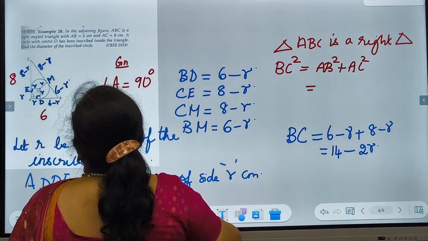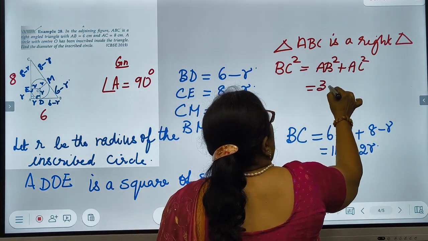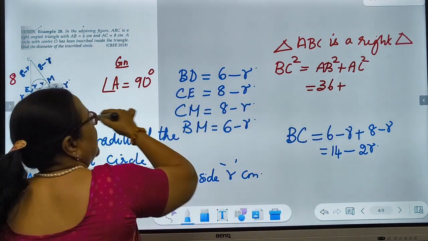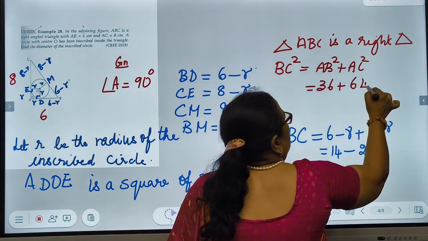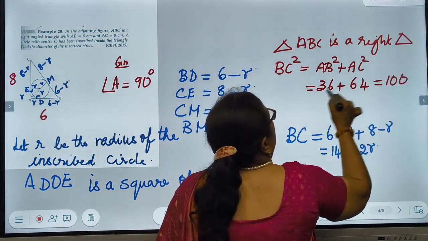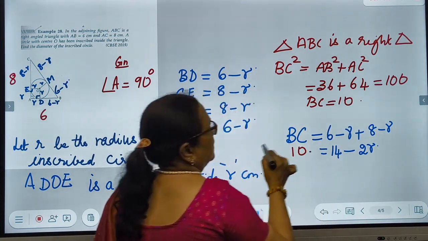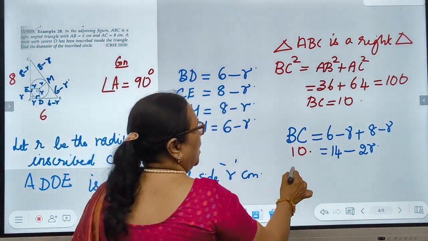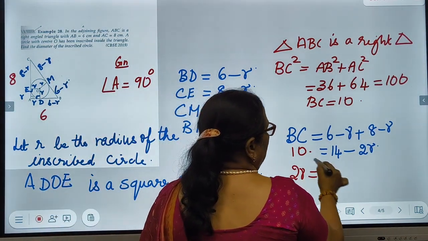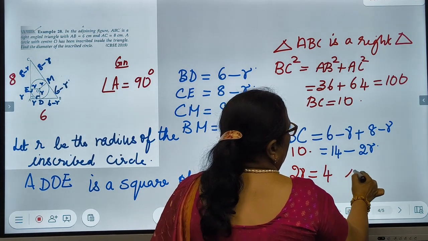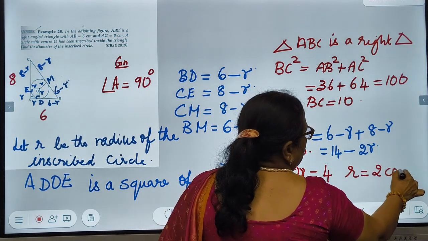What is AB square? 36. What is AC square? 64. So which is 100. So BC is 10. So this is 10. So 2R equal to 14 minus 10, which is 4, or R equal to 2 centimeter.